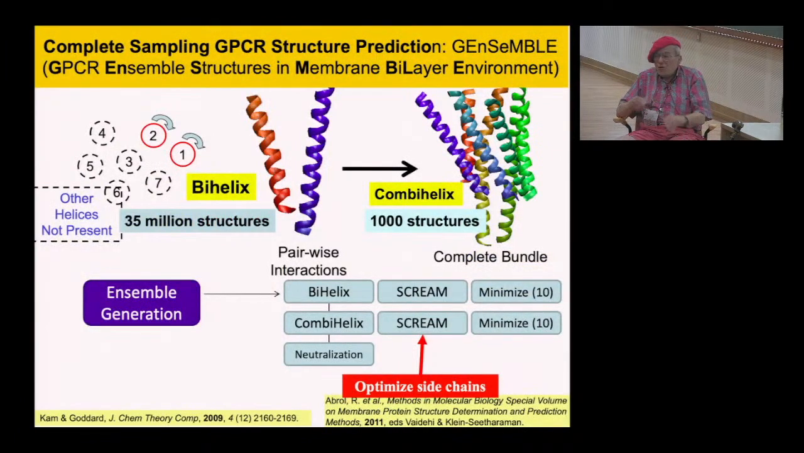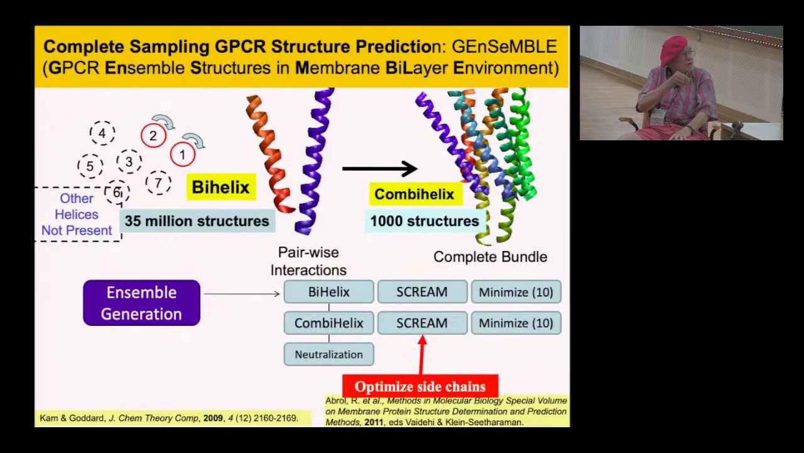There's only 12 pairs of interacting helices. If the tilts are fixed, there's just 12 pairs to worry about. So 12 rotations of each pair of helices, it's only 144 structures. So we only have to do 1,728 pairwise interactions to evaluate the energies of all these 35 million.